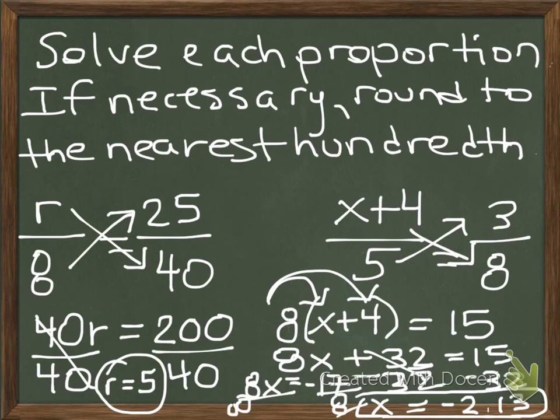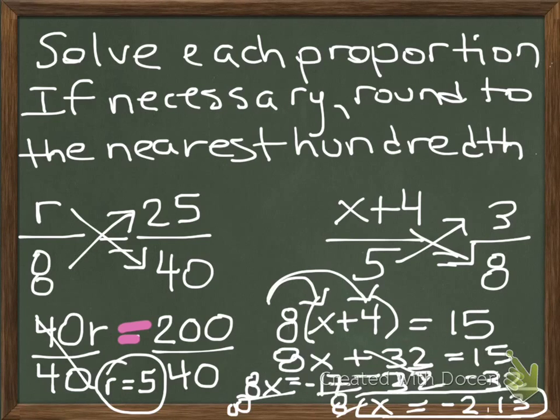Here we're solving the proportion, so it says if necessary round to the nearest hundredth. So again, if you look at my steps here, for solving I would need to cross multiply as well. So I cross multiplied r times 40 to get 40r equals 200, which is 8 times 25, and then I would solve for r by dividing by 40, and that would give me r equals 5.